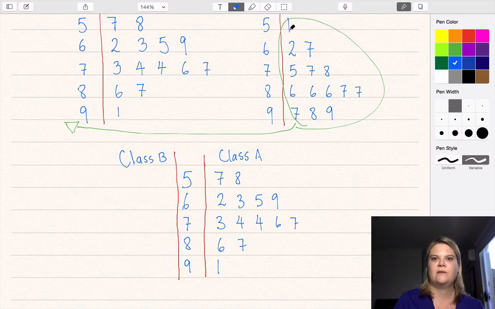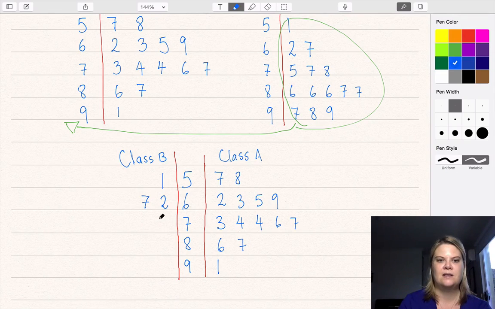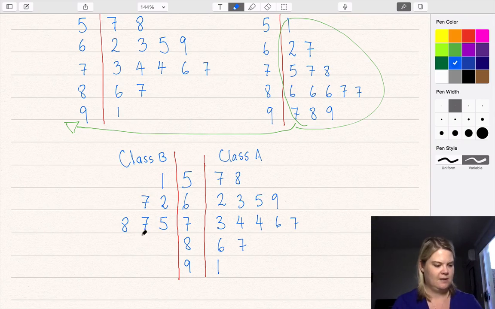So we start with 51, well there's only one number, 51 goes right very close next to the 5. The next number 62 goes first, and then 67 will go second over here. Try and leave the same column gaps on this side as you did on this side of the stem and leaf plot. 75, 7 and 8, and I've finished off the end of the numbers here.